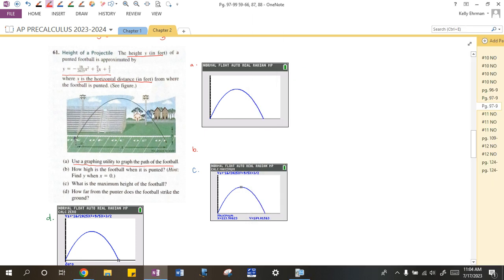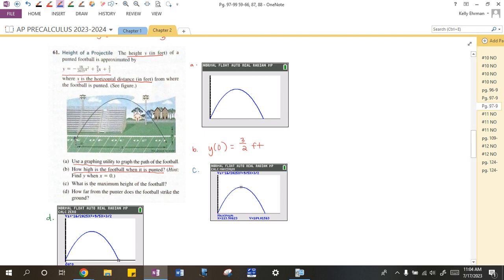And then how high is the football when it's punted? So they give you this hint, although you should be able to figure out when it's punted, this is the same as the initial point. So find y of 0. And no calculator or graph is needed for that. If you plug in 0 for x, you get 3 over 2. We're talking about feet, or 1.5 feet from when it's punted.